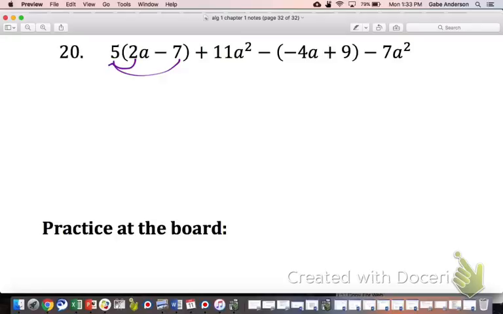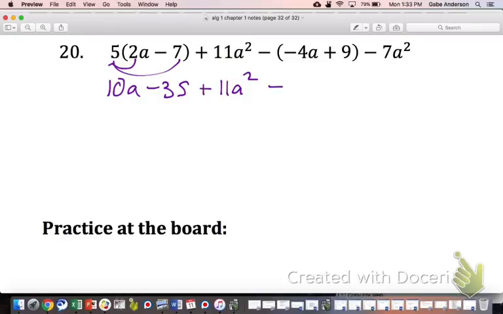Grace, keep going. When you do distribute the 5, what do you get? 10a minus 35. We have plus 11a squared. Let's keep going with this. Hosanna, what do you see on that next set of parentheses? What could we do to simplify that? Okay, so tell me exactly what I should write.